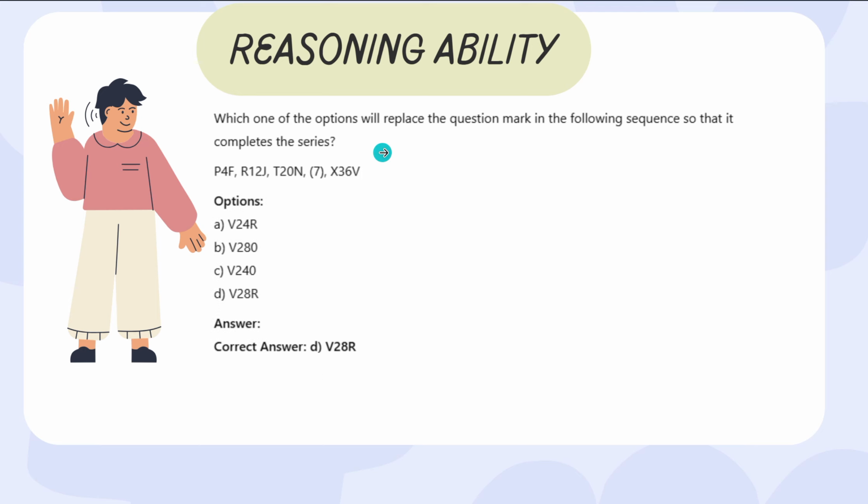Which one of the options will replace the question mark in the following sequence so that it completes the series? P4F, R12J, T20N, and this is the question mark. Sorry, it is not 7, this is the question mark, and X36V. Now the correct option is V2R8R. Now you have to find the method for the series and put it in the comment section so that everyone can see it.